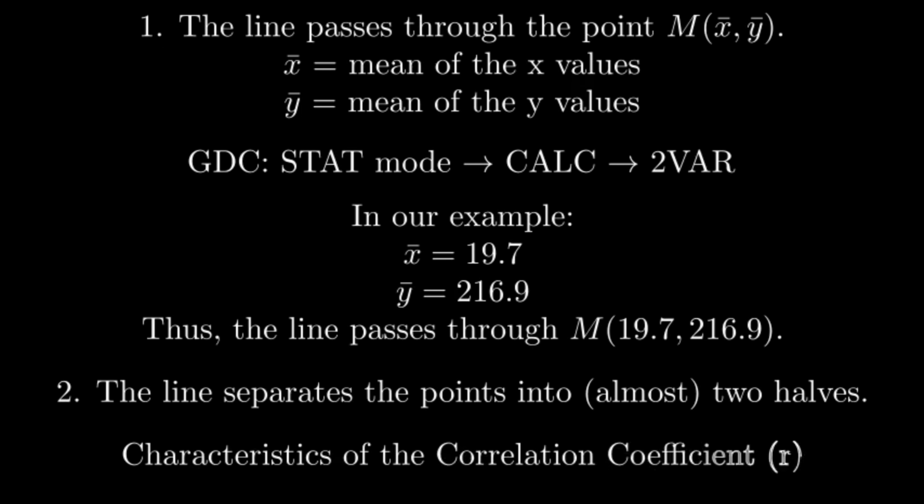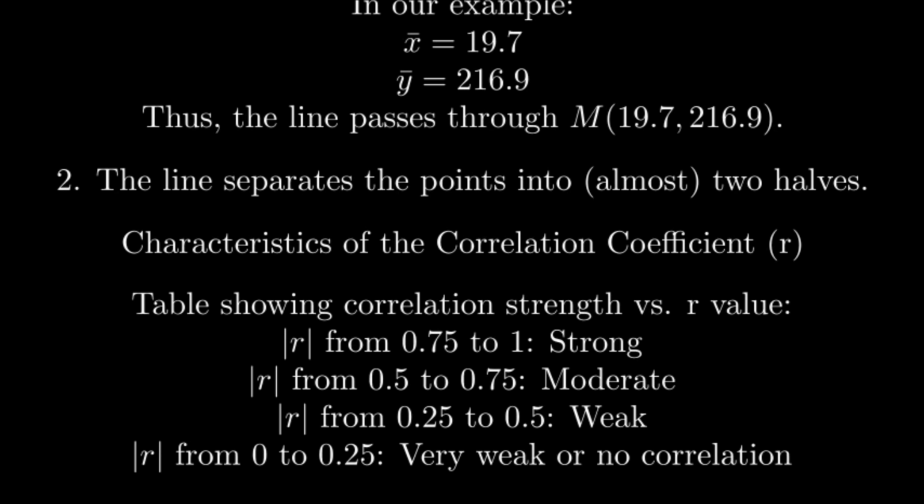We know R ranges from -1 to 1, but let's put some more descriptive labels on those values. We can characterize the correlation strength based on the absolute value of R. A value between 0.75 and 1 indicates a strong correlation. Between 0.5 and 0.75 is moderate. Between 0.25 and 0.5 is weak. And anything from 0 to 0.25 is considered very weak or no correlation.